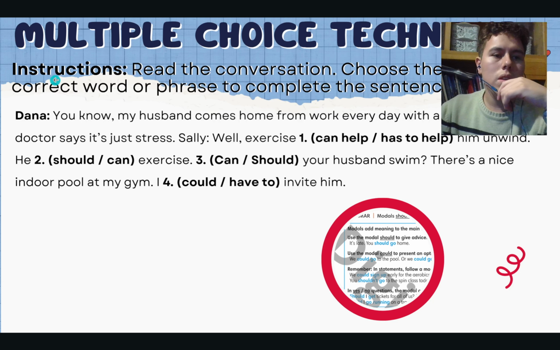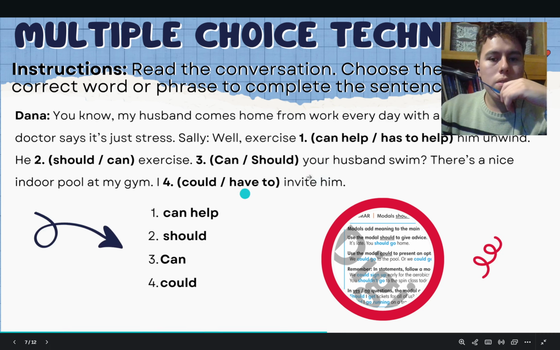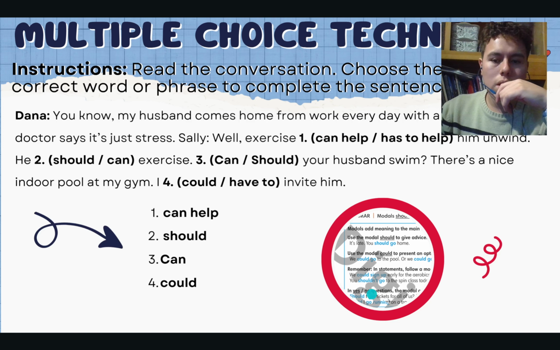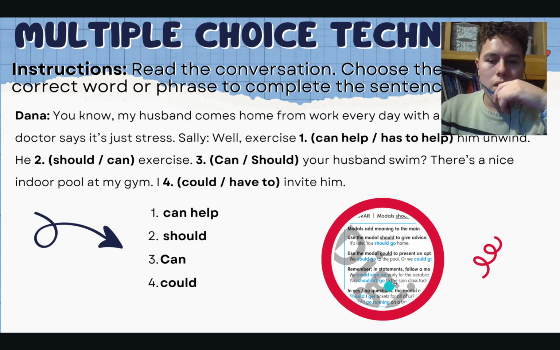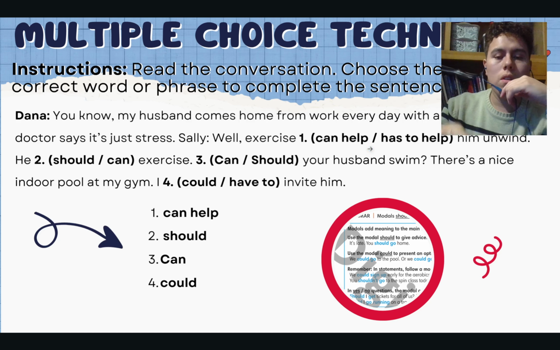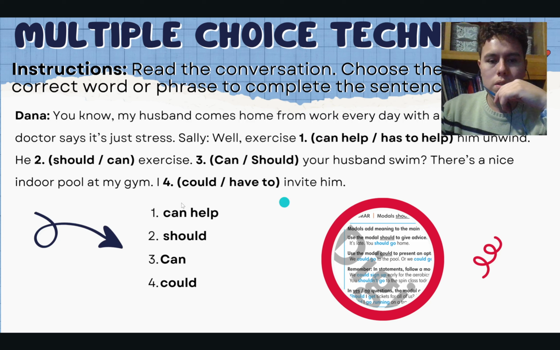Then we have the multiple choice technique. The instructions are: read the conversation, choose the correct word or phrase to complete the sentences. I put this test because I wanted to put the students in context. And then we have the answers. They have to choose between two options. Yes, can help or has to help, that we saw in this grammar in the book, and they have to choose. Again, I think it's very easy for them to realize, okay, this is the best option in this context.